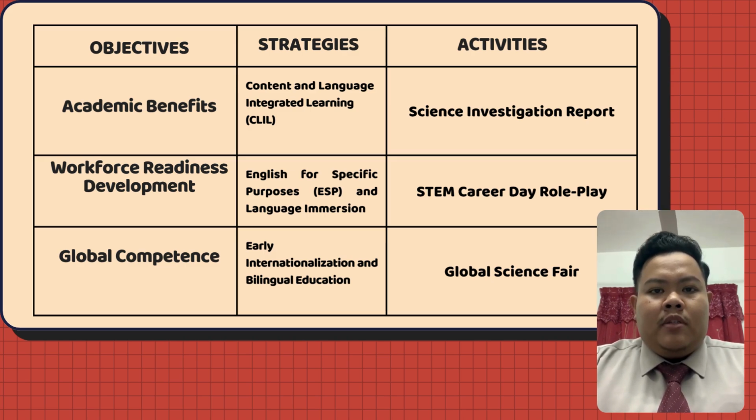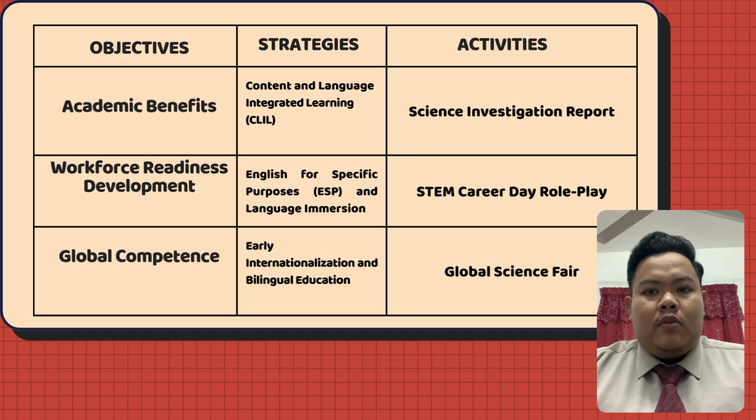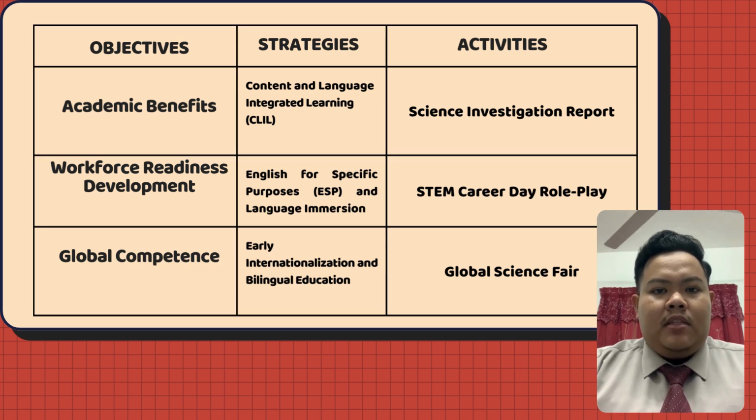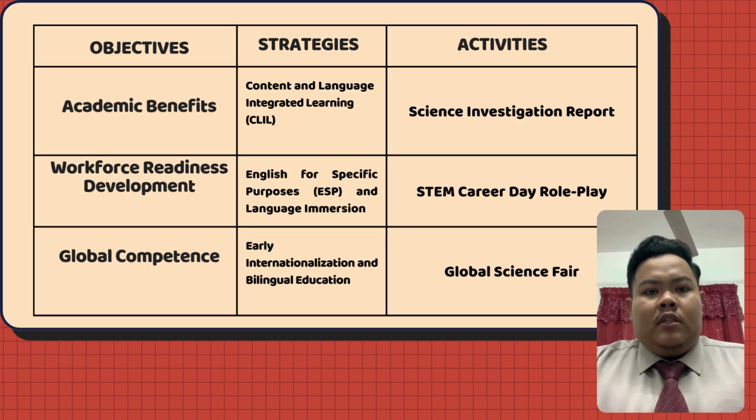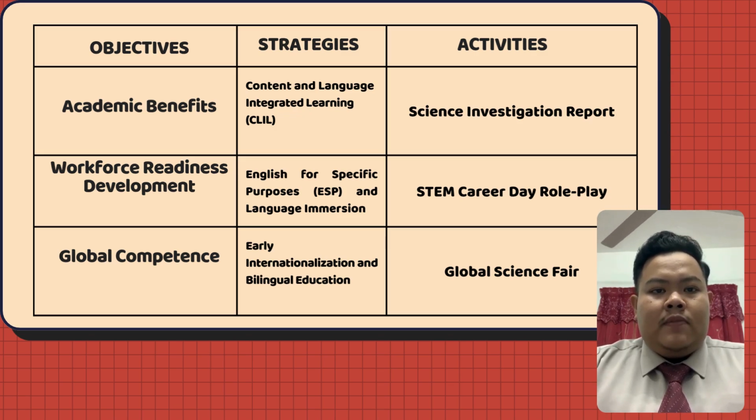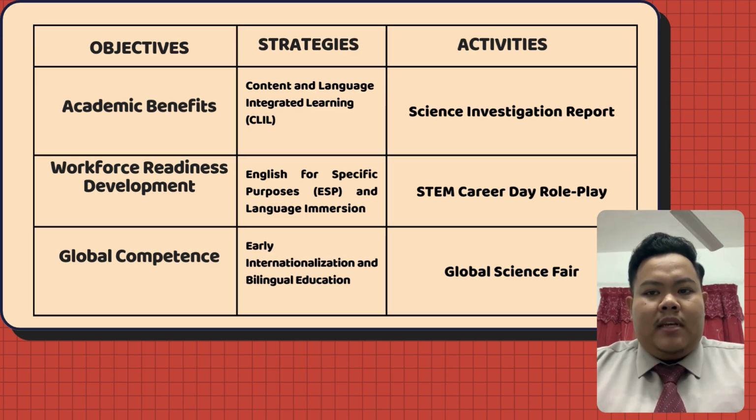Learning English from a young age helps students prepare for global opportunities, understand other cultures, and become more open-minded. It also helps them become flexible thinkers and better problem solvers. The activity is the Global Science Fair. Students research a science invention from another country like Japan's bullet trains or Germany's wind energy. They create a bilingual poster in English and Malay and present it to the class.